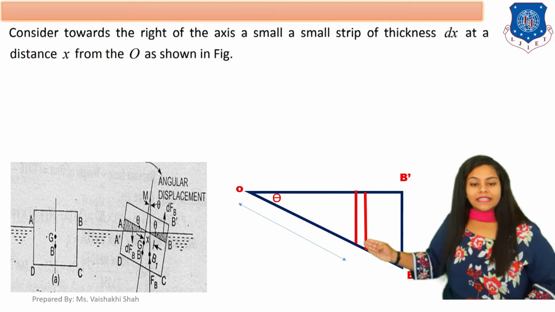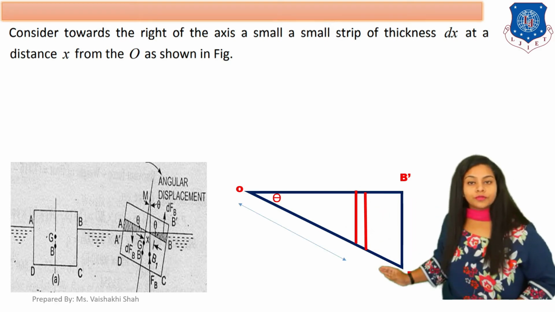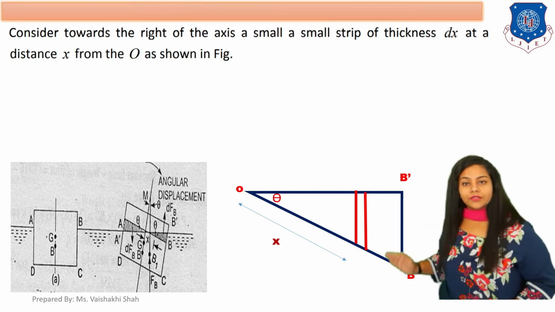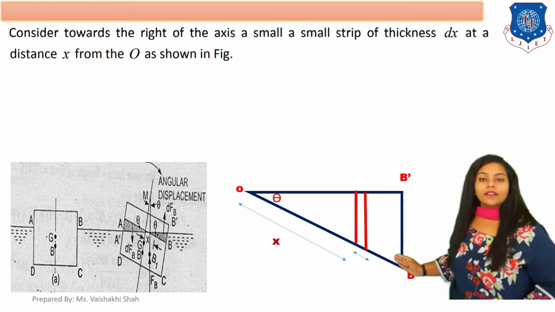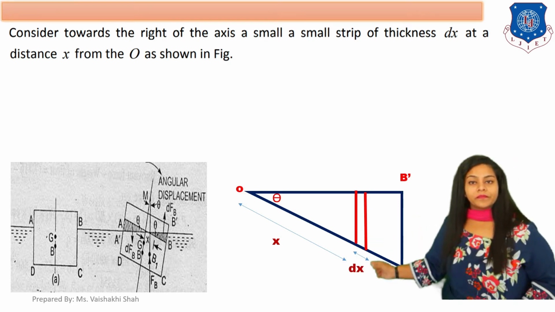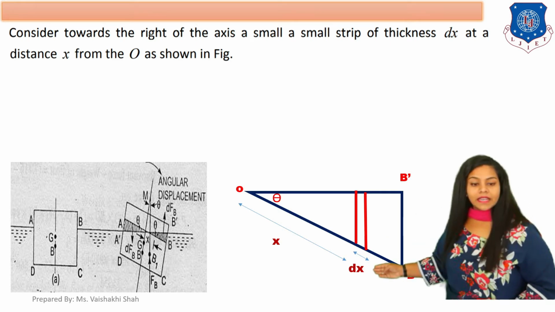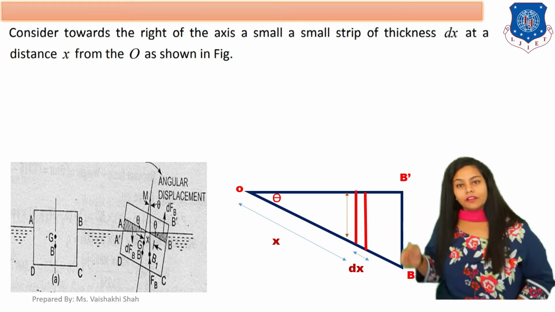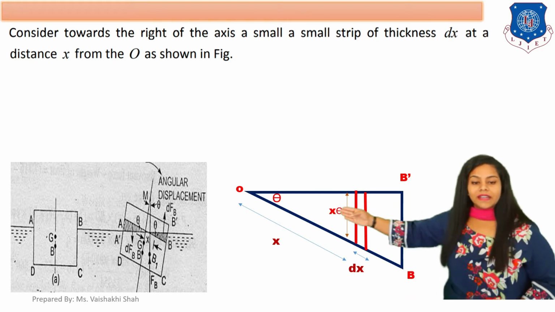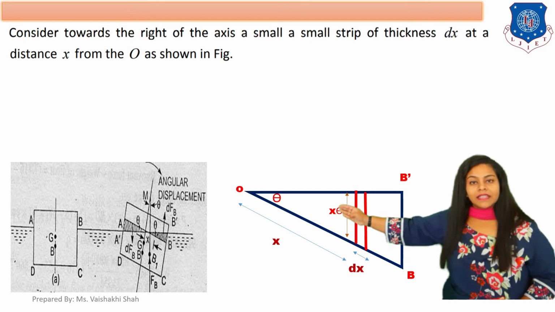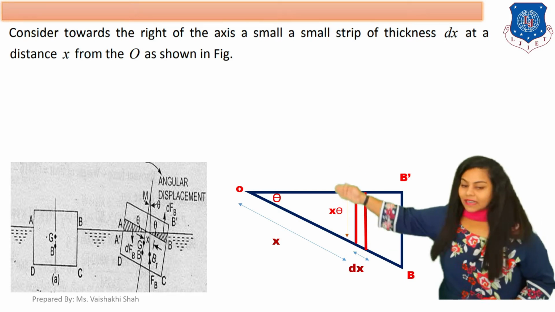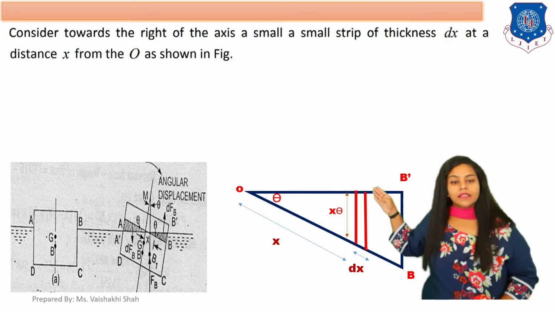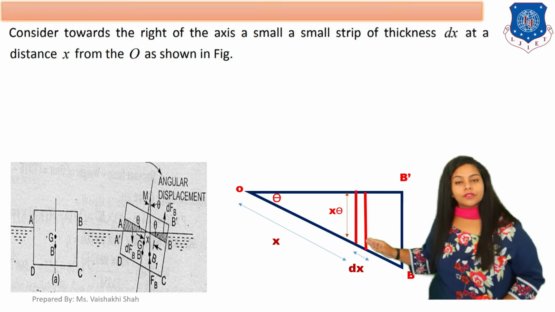The distance from O to the strip is x. The thickness of this strip is dx. Now if we have to find the height of this strip, the height is x into theta. Theta is very small, so you can say that the height h of this strip is x theta. This is the height of the small strip.